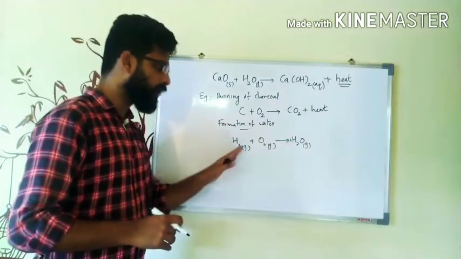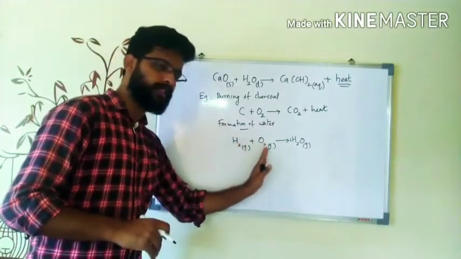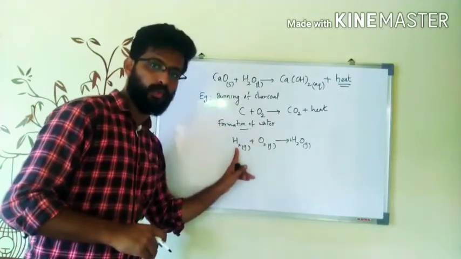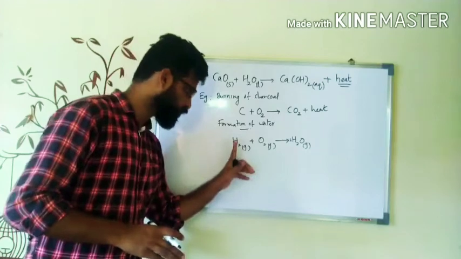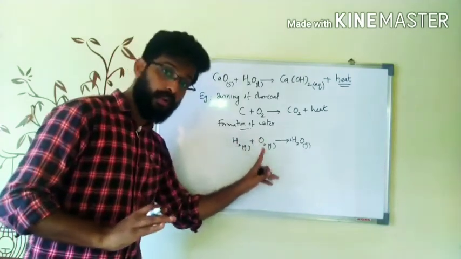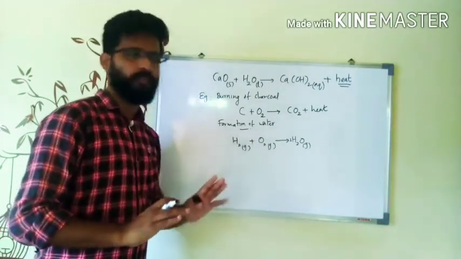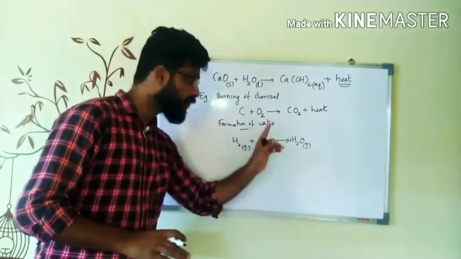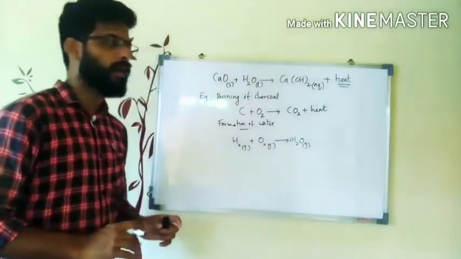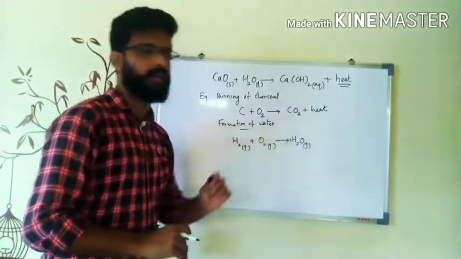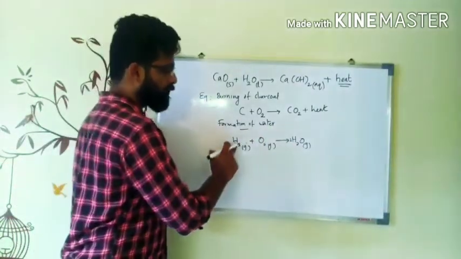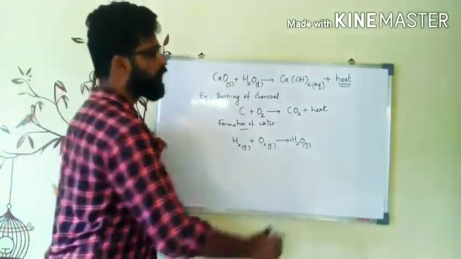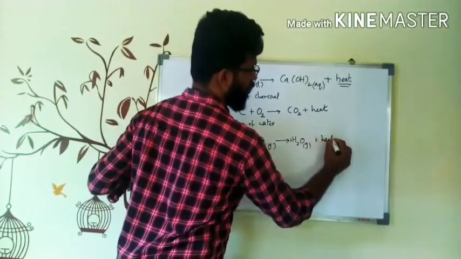And here again, two reactants are there. What are the reactants here? Hydrogen molecule H2 plus oxygen molecule O2 gives 2H2O, water molecules. How many water molecules did you get? 2 water molecules, right? So hydrogen combined with oxygen to give a single product called water. Again heat is released here. Energy is released.